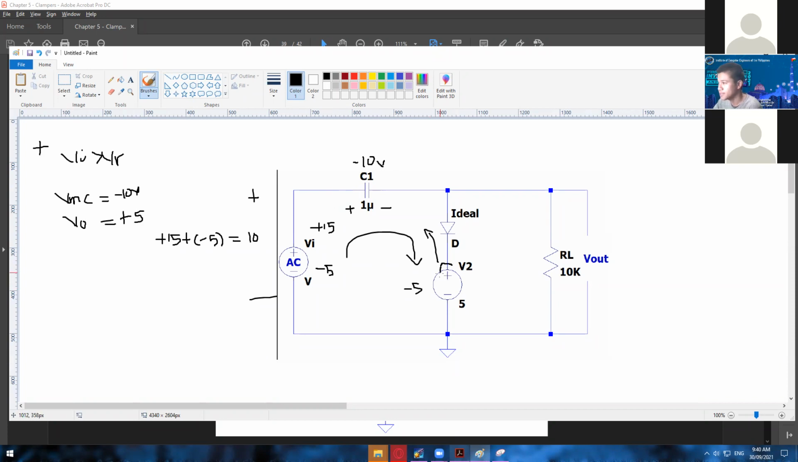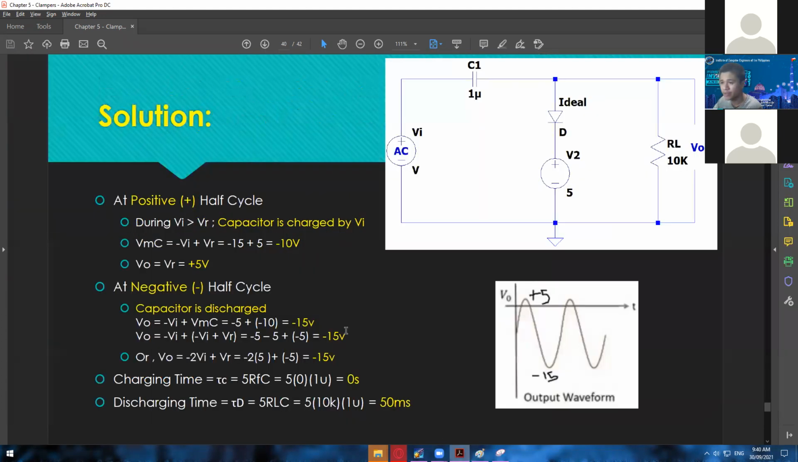Okay, the one that we're going to consider is this one right here. During the negative up cycle, we only have one formula, which is VO is equal to minus VI plus VMC. So minus VI is minus 5 volts, plus VMC is negative 10 volts. So VO is equal to negative 15 volts. Let's compare if we have the same result. Yes, we have the same result: minus 10, plus 5, and then minus 15 volts.